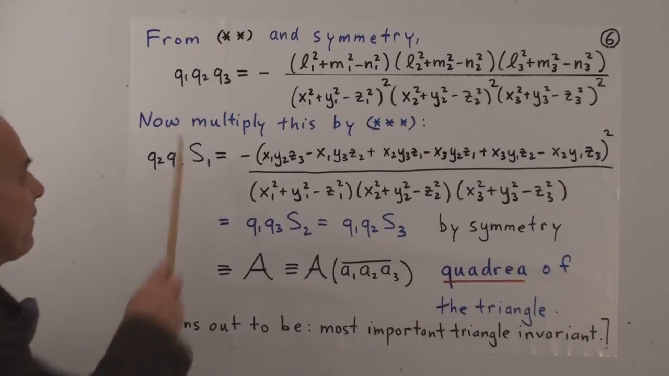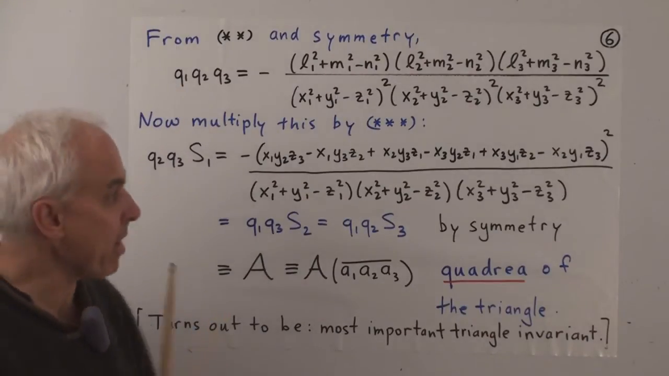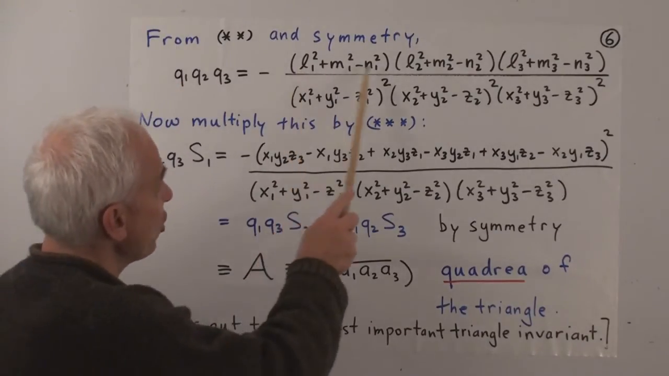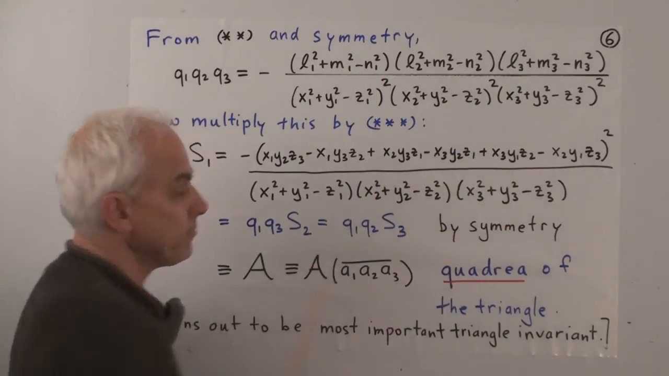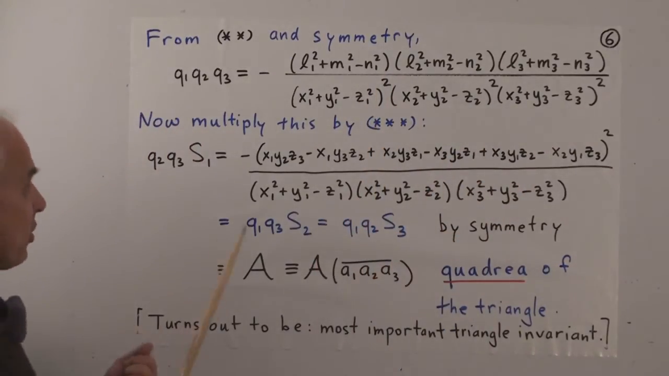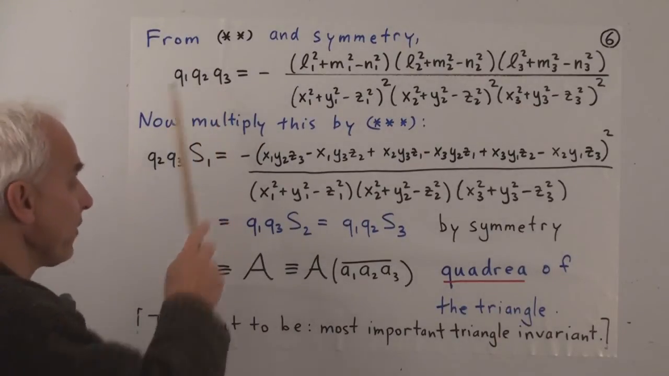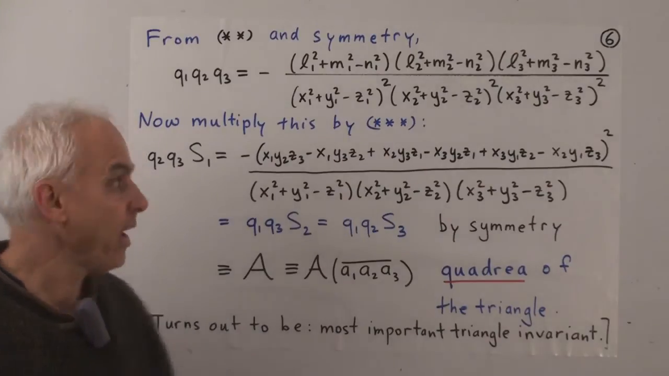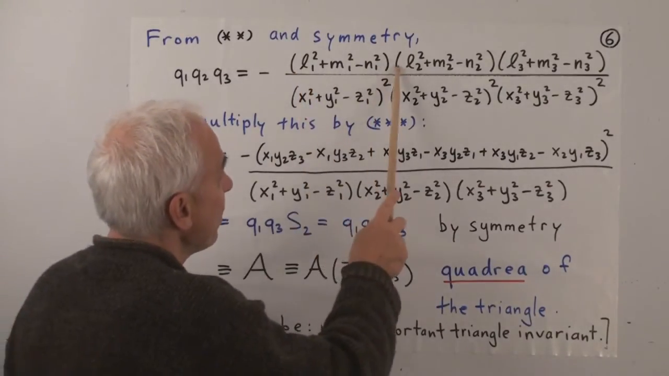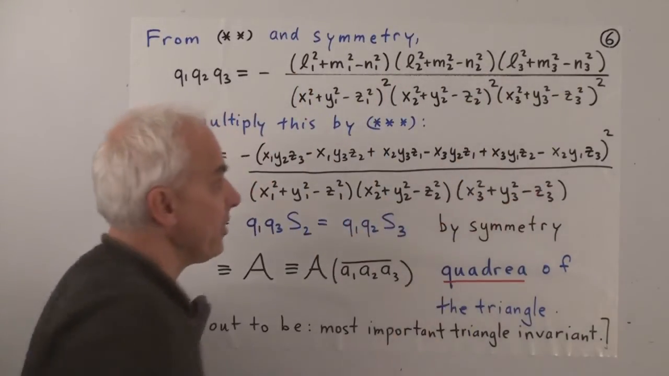First of all, the formula for Q1. Let me remind you what that was. It was this term here divided by this term times this term. Well, of course, there's a corresponding formula for Q2 and a formula for Q3. And if we multiply all of those three together, then we're going to get this term times this term times this term in the numerator.